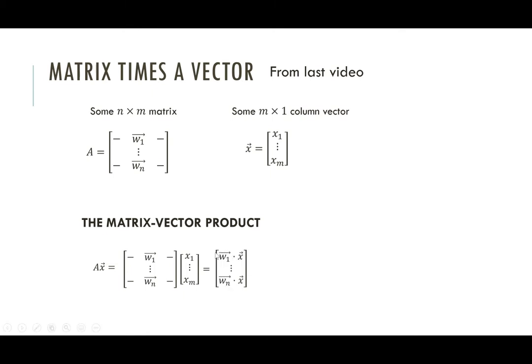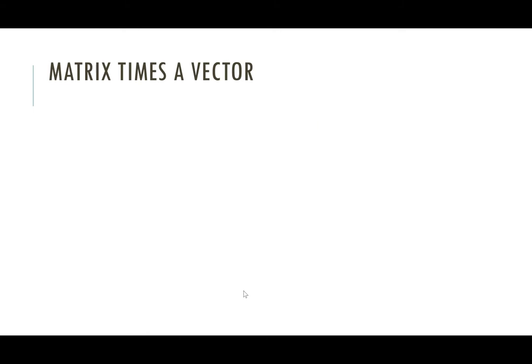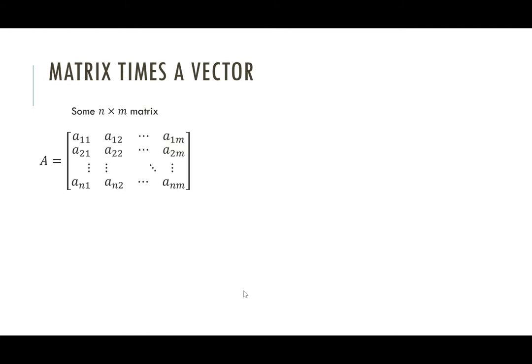It is an n-dimensional vector, and the first entry is just the first row of the matrix dotted with your vector. The second entry would be the second row of the matrix dotted with the vector, all the way down to the nth entry, which is the nth row dotted with the vector. Thinking of the matrix vector product in this way, we're going to call it the row version of the matrix vector product. But we're going to think of it a different way now.